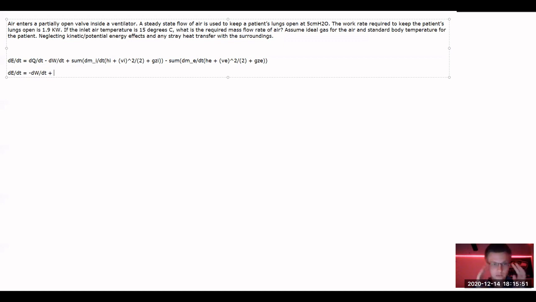Since we only have one inlet and one exit, I'm going to remove the sum term, and I'm just going to write it as m dot times h at the inlet minus h at the exit, because we are also neglecting kinetic and potential energy effects, which cancels out the v squared terms and the gz terms. And then this equation here is equal to 0. So we're looking for the mass flow rate.